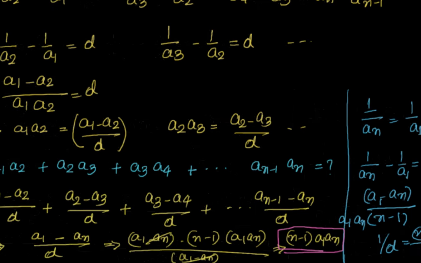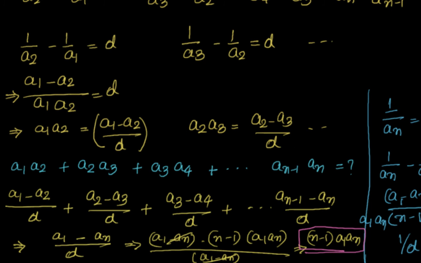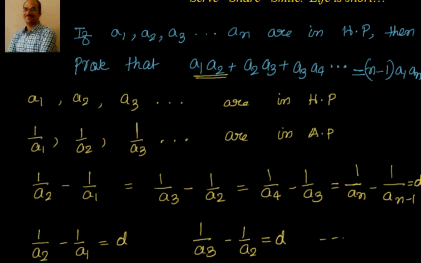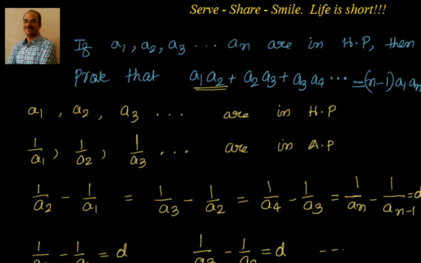So let's go back and look at this and see how we have solved it. We have been given that a1, a2, a3 are in harmonic progression. Then we have to find out the value of a1 a2 plus a2 a3 up to n terms is equal to n minus 1 into a1 an. We are saying that a1, a2, a3 are in HP. That means 1 by a1, 1 by a2, 1 by a3 are in AP. And if they are in AP, we know that they have a common difference, which is nothing but second term minus first term, or third term minus second term.